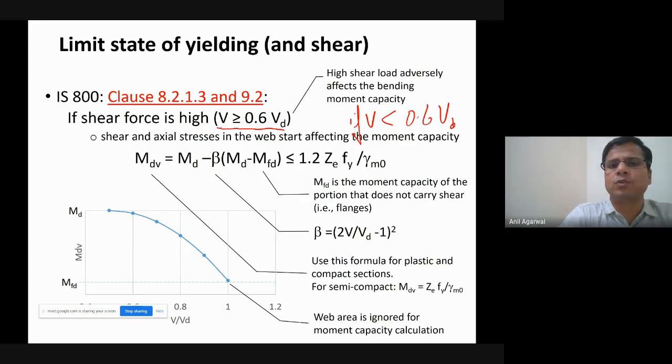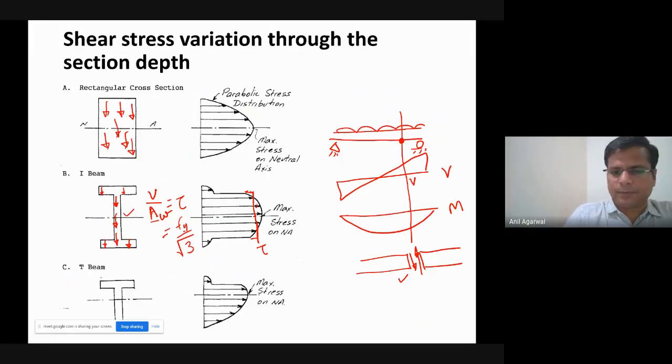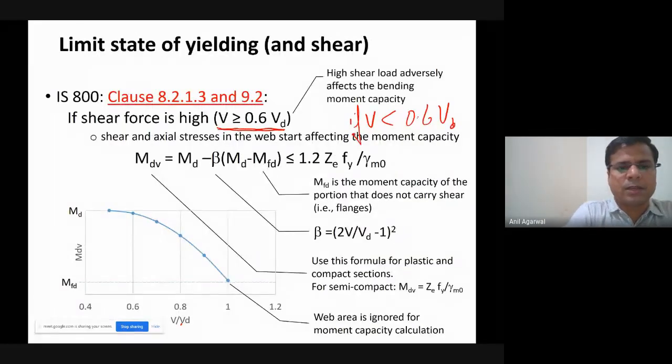However, if your V is greater than or equal to 60% of VD, then it will be affected by the shear demand. In that case, what you have to do is, if you can see this curve here. In this curve, I have plotted V versus VD against M capacity. So what the code says is that when the V value reaches VD, that is this point, when V is equal to VD, or V divided by VD is equal to 1.